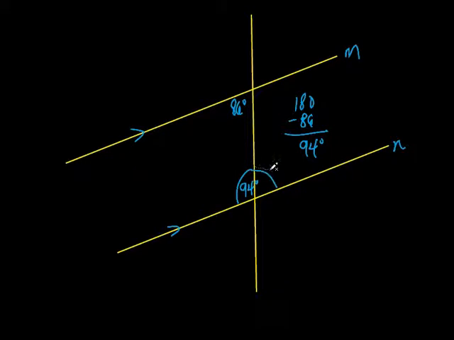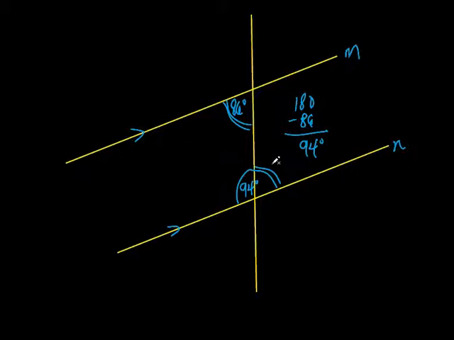What if I gave you this as 86, and then I asked for this angle right here? What would you do there? Would you add those up and set them equal to 180? No. What would you do here? This angle and this angle, what's true about them? They're equal to each other, aren't they? Because they're what? Alternate interior angles.